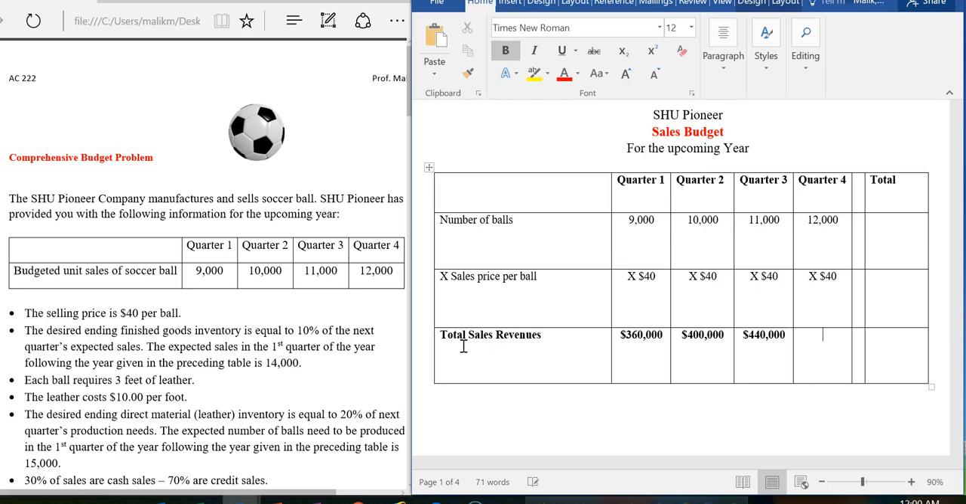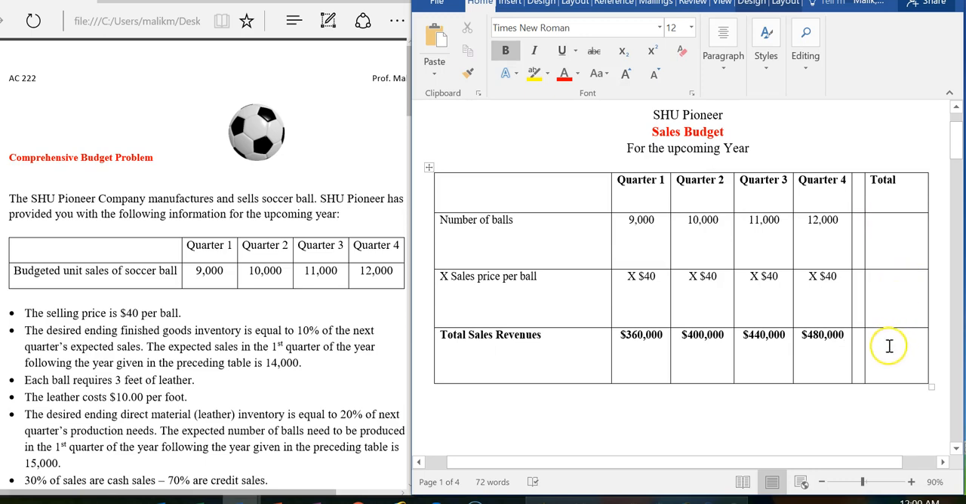And then for our last quarter, it's quarter four, 12,000 times 40, and I got 480,000. So now you've got all of your projected revenue. Quarter one is 360,000, quarter two is 400,000, quarter three is 440,000, and quarter four is 480,000. Now we'll do the total.